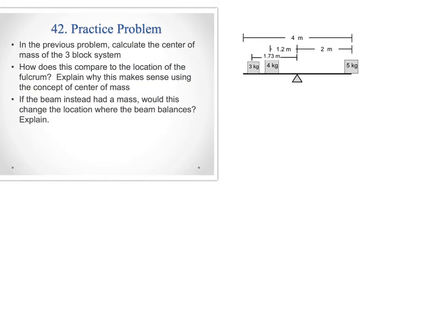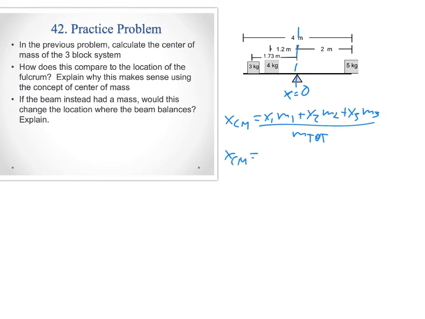So now that we have our equation for center of mass, we also need to consider what our origin is going to be, what's our 0 point. And so I'm going to say that this point right here, where the fulcrum is, is my 0 point. The reason I'm doing that is that all my distances here are measured from that point. And so now I can go ahead and plug in the things I know and calculate the center of mass.